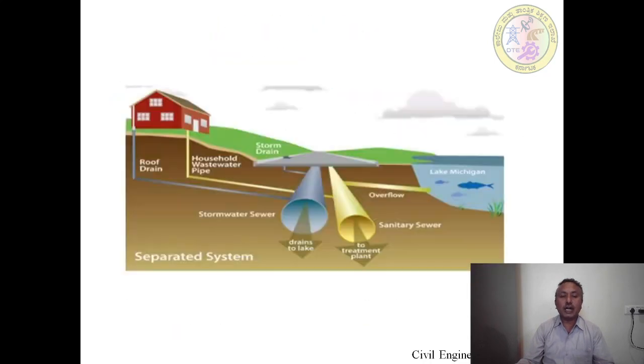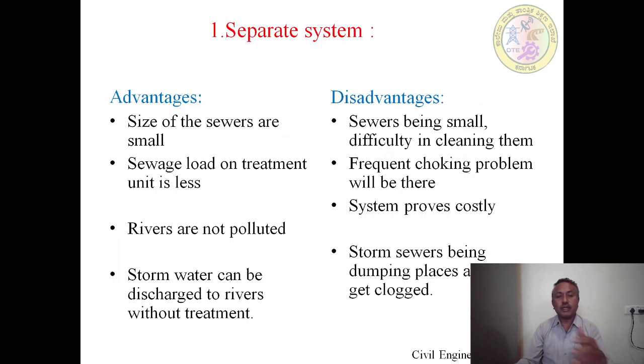Coming to the advantages of this separate system: since the size of the sewers is small, because in the separate system we have a set of two sewers, therefore the size of the sewers is very small, and the sewage load on the treatment unit is less because we are going to carry it separately. Rivers are also not going to be polluted because sewage is not going to be thrown directly onto the rivers, and storm water can be discharged to the rivers without any treatment.